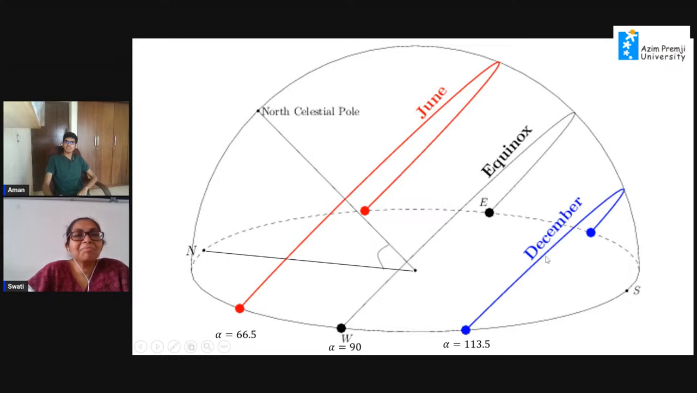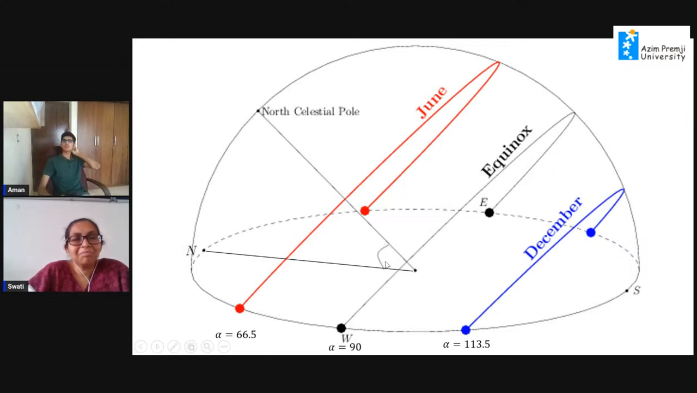Right in the average of those two are the equinoxes. On the equinoxes, the sun lies on the equatorial plane. Therefore, the sun's alpha on the equinox is 90 degrees. If you took the vector from this point to the north celestial pole and to the sun's location on the equinox, those vectors are 90 degrees apart, because that's the equatorial plane and that's the north celestial pole. So this circle which contains the sun on the equinox is the equatorial plane.